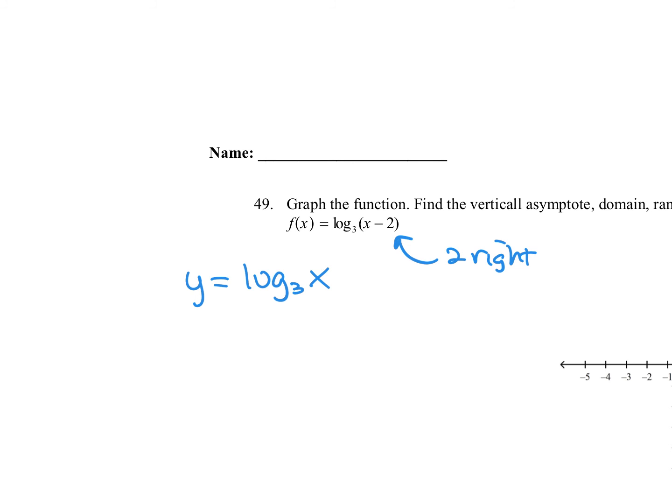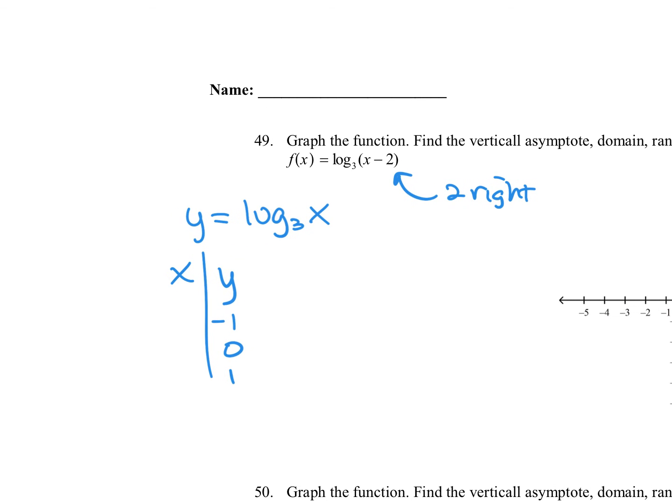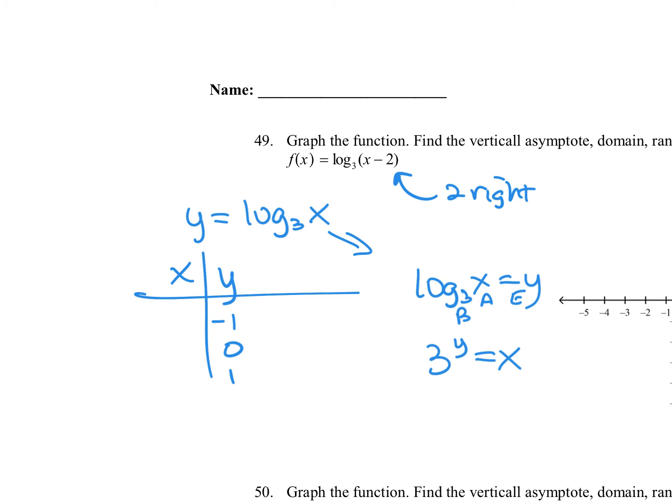And then from there, I would do my little t-chart. Remember, when you're doing the log graph, you're plugging in numbers for y. It's easier. So x and y, plug in -1, 0, and 1 here. And then if you go ahead and plug this in, turn this into exponential. I would move the y equals to the back. So BAE. So 3 to the y power equals x.